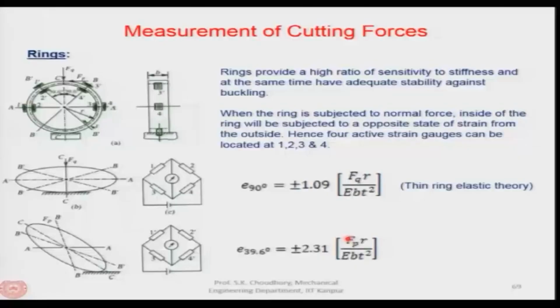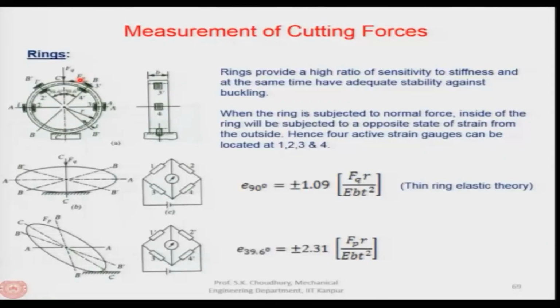All right. Now, the only disadvantage of the ring type structures is that it will tend to roll when the F p is applied, as shown here. For example, you can see that when the F p is applied, how it is getting deformed. So, it is trying to roll.